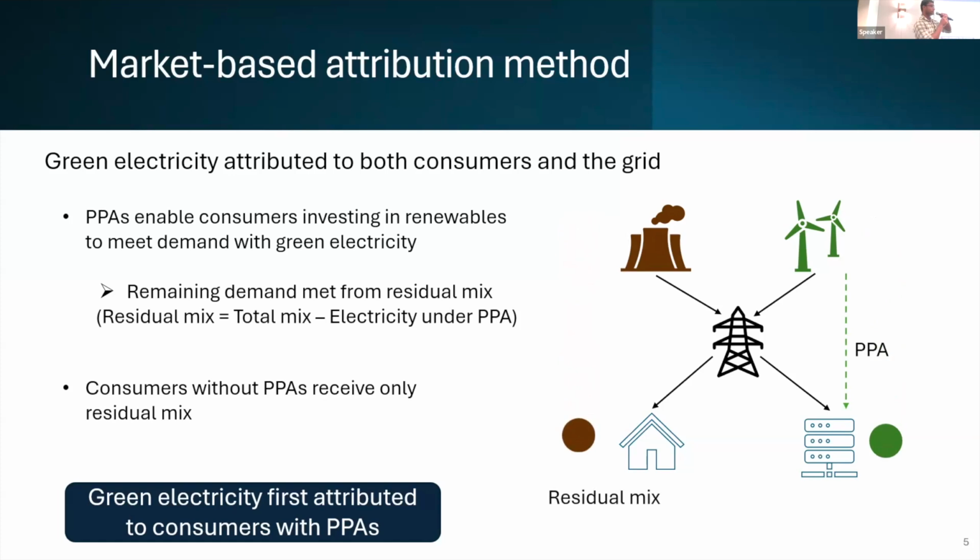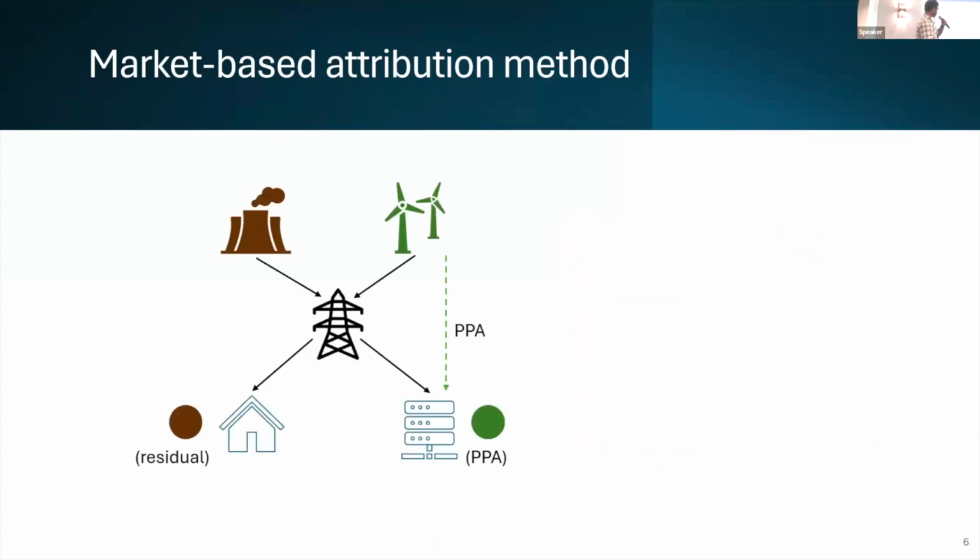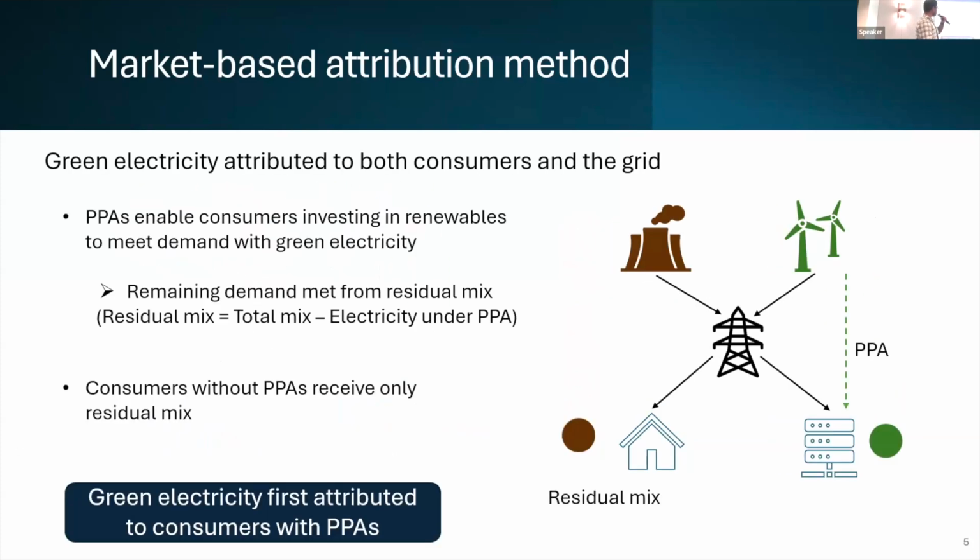Note that even though physically the grid is delivering a mix of both wind and coal, the market-based method enables the data center to claim that it only receives wind electricity.